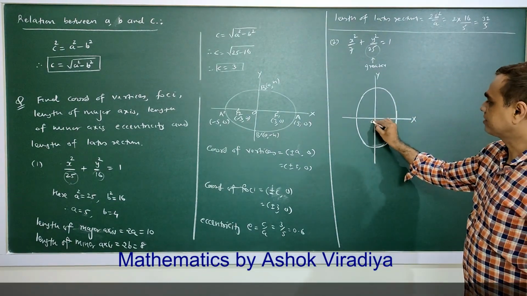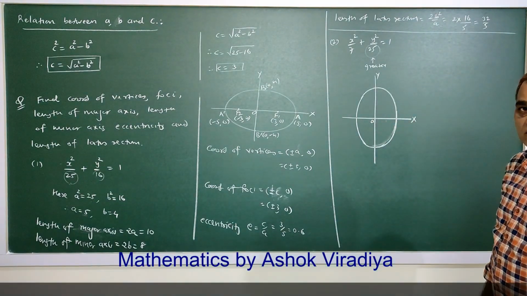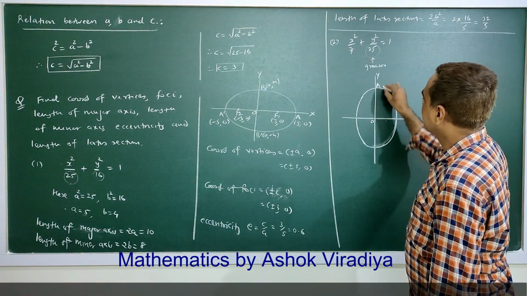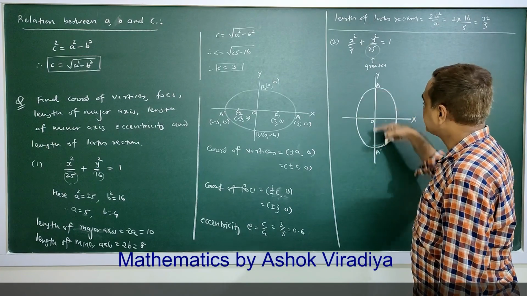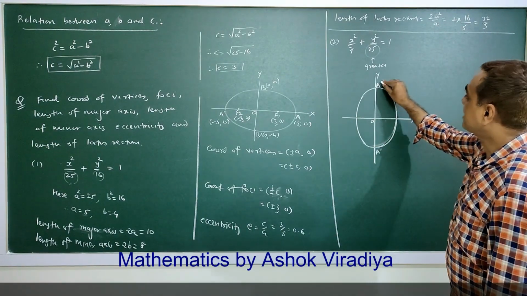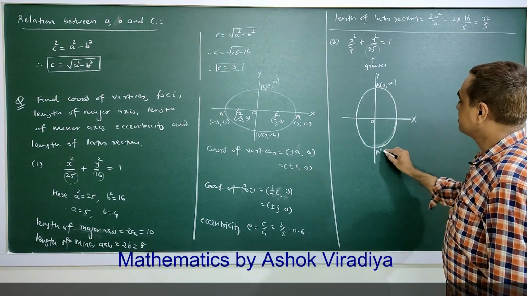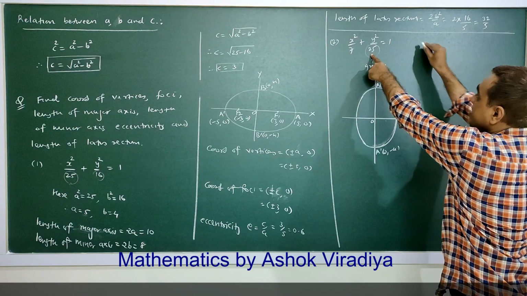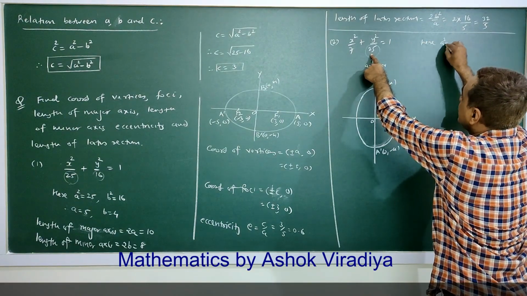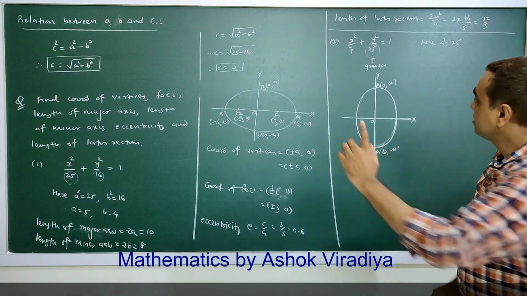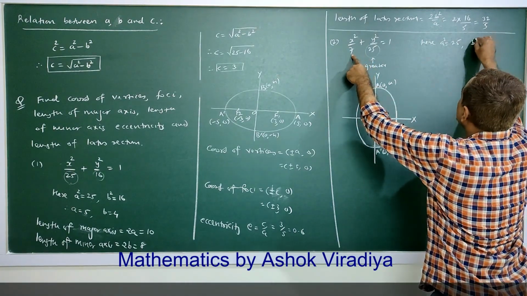This is the center. Now we take A dash, the ends of the major axis, which are called vertices. So the vertices are (0, a) and (0, minus a). What is a square here? Here a square is 25. The greater value you take as a square, the smaller value you take as b square.